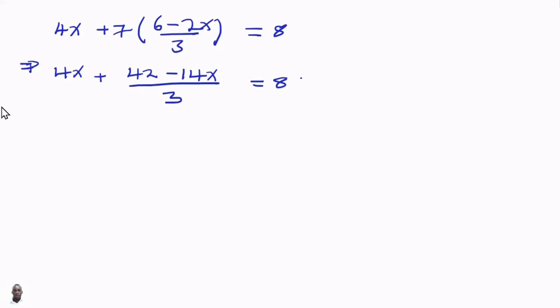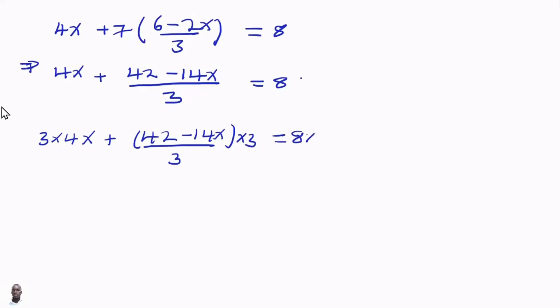So we can multiply by 3 everywhere such that we can eliminate the denominator. So let us multiply by 3. 3 multiplied by 4x plus 42 minus 14x divided by 3, the whole of it multiplied by 3, equals 8 multiplied by 3. 3 multiplied by 4 is 12x plus, in here the 3 and this 3 cancel out, and we remain with 42 minus 14x equals 8 multiplied by 3, which is 24.